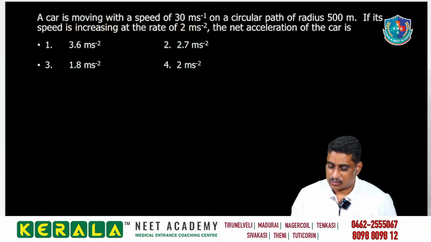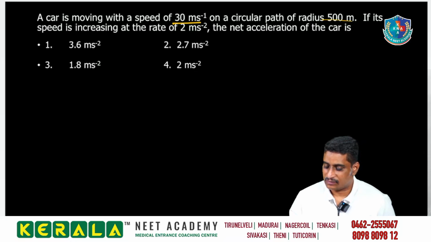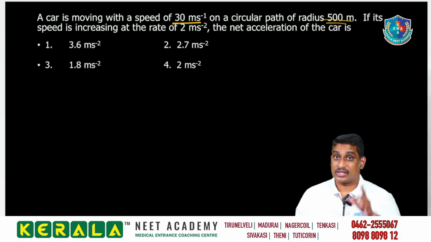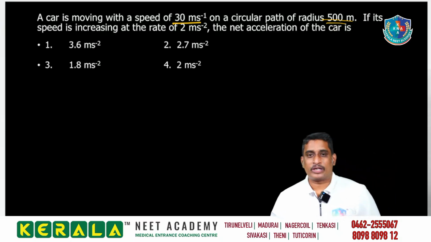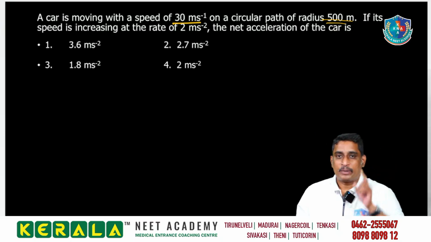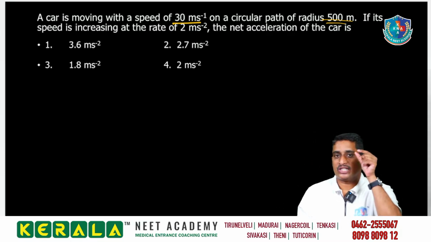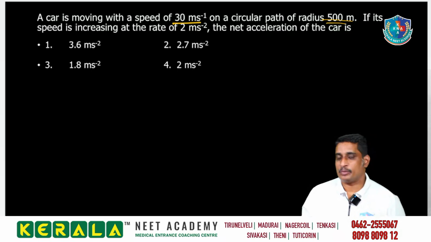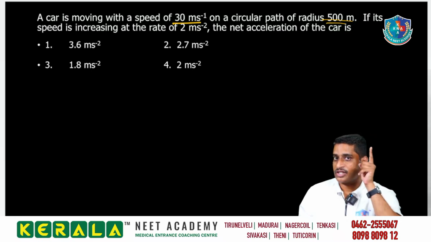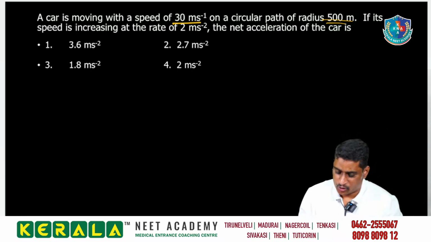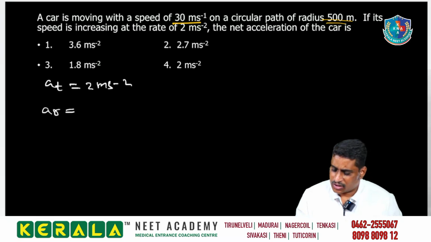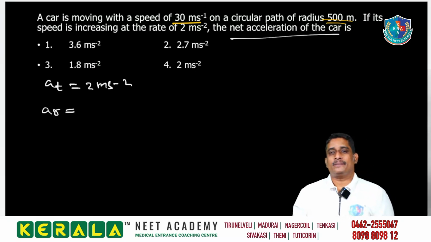A car is moving with a speed 30 meters per second on a circular path of radius 500 meters, it is given, and speed is increasing at the rate of 2 meters per second square. Speed is increasing at the rate of 2 meters per second square means the 2 meters per second square represents tangential acceleration of the particle. Only tangential acceleration is responsible to change the speed of the particle. So in this question, tangential acceleration is equal to 2 meters per second square.